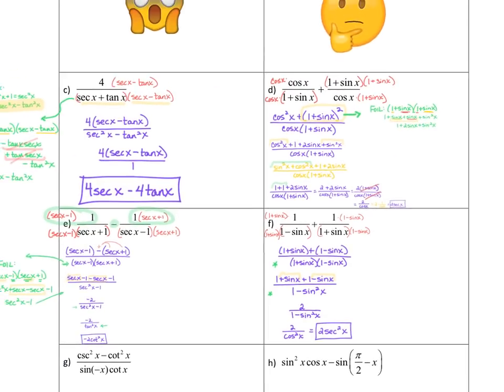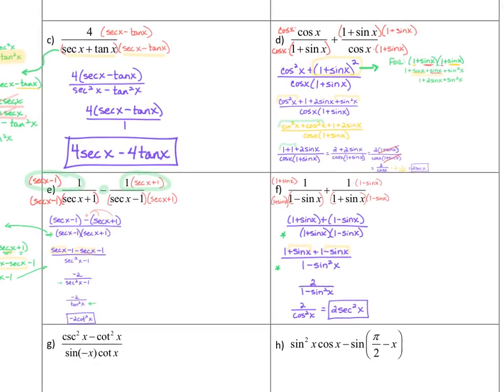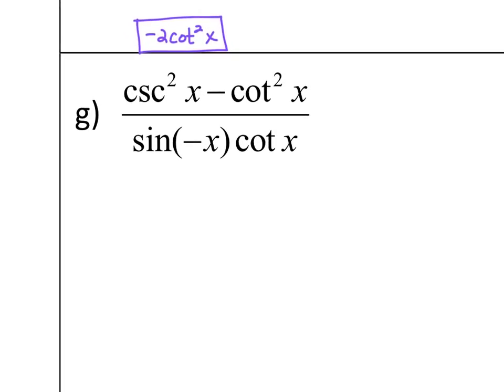Now, these last two problems have a little bit of a twist. And so let's take a look at letter G. And the first thing that you should notice is that you've got sine of a negative angle. So on your pink formula sheet, find where it says the negative angle identities, and notice that sine of a negative angle is equivalent to negative sine of the positive angle.